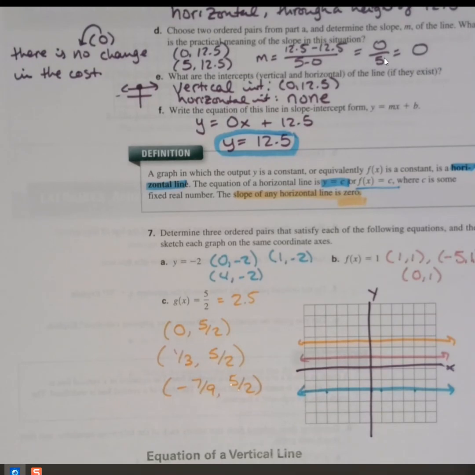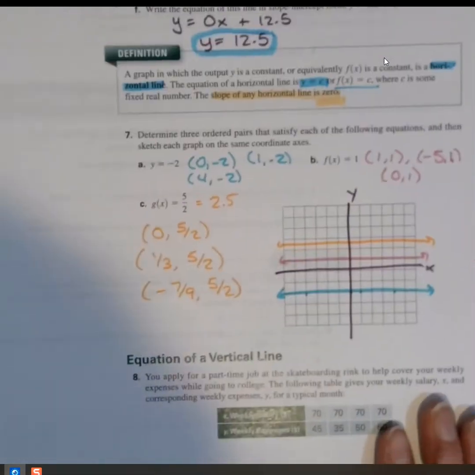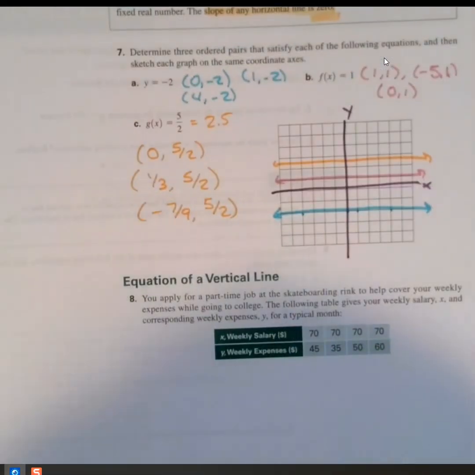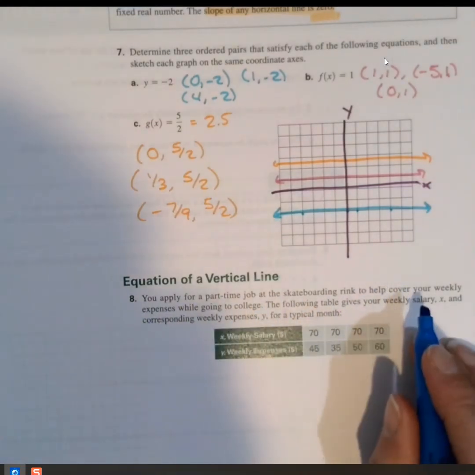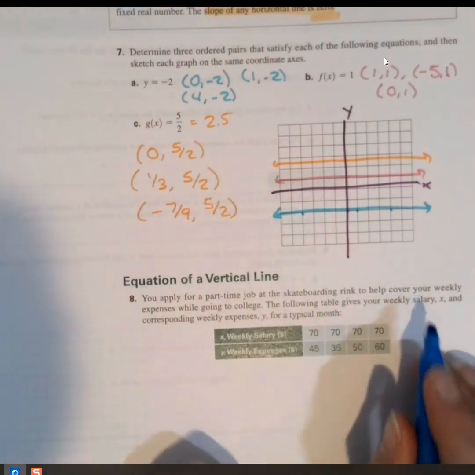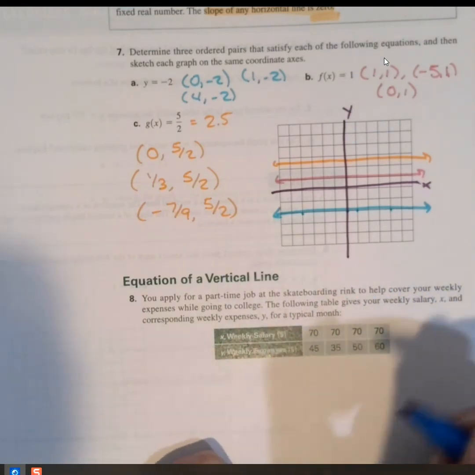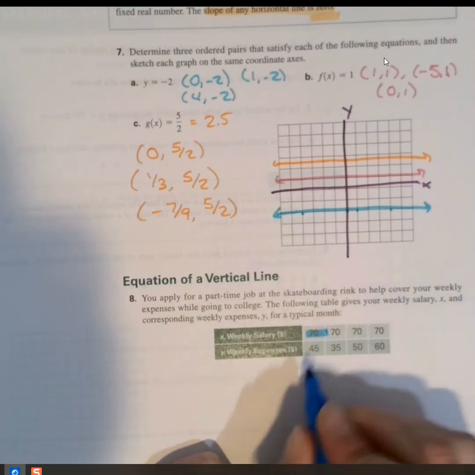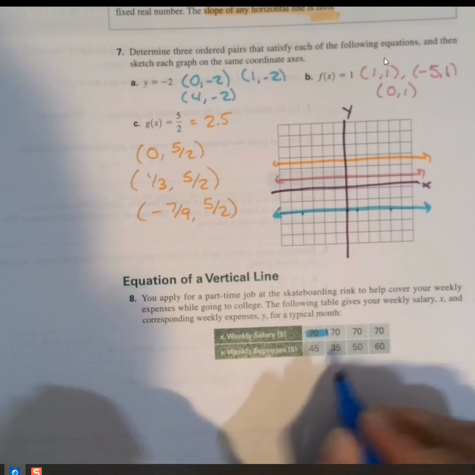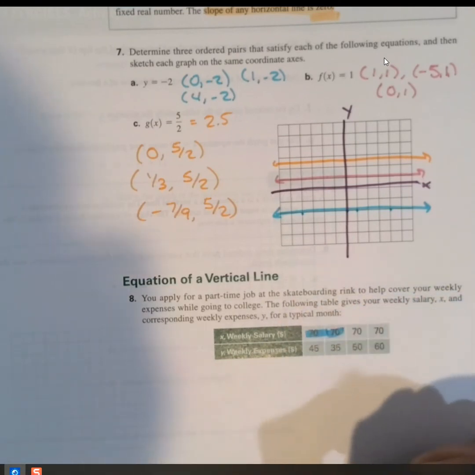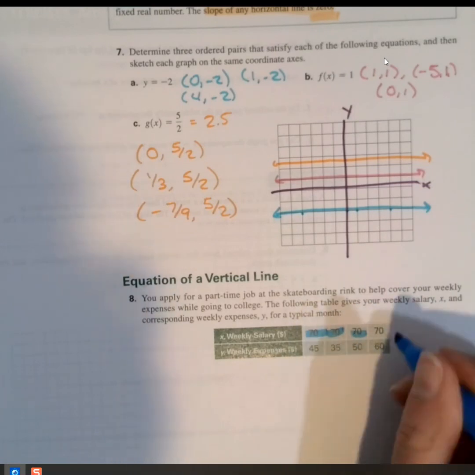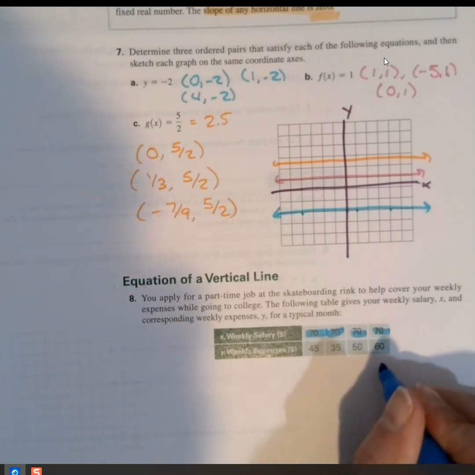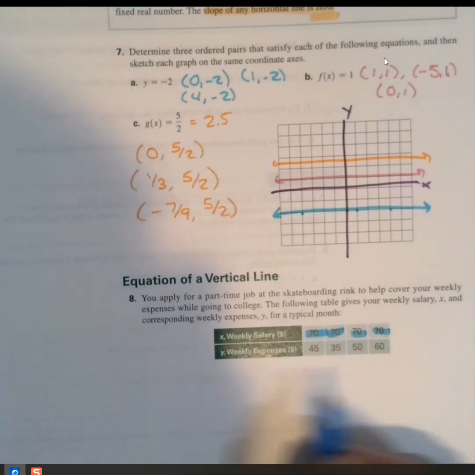Next, equations of vertical lines. In the situation at the bottom, we are applying for a part-time job at the skating rink to help cover weekly expenses. We have our salary and our weekly expenses. My salary is $70, but the first week it cost me $45 to buy groceries. My salary is still $70, but now my weekly expenses are $35. My salary is still $70, my weekly expenses are $50. My salary is still $70, my weekly expenses are $60. My salary is not changing, even if my weekly expenses change.